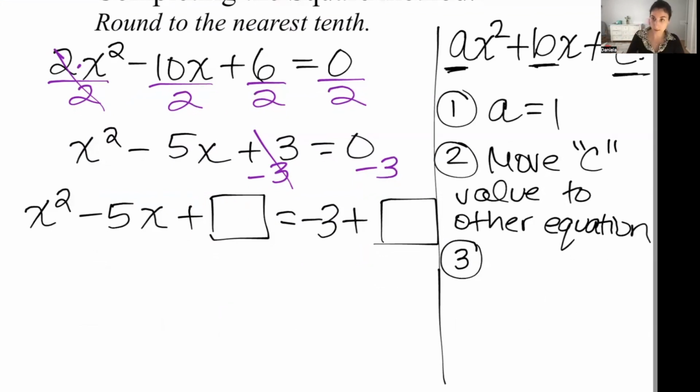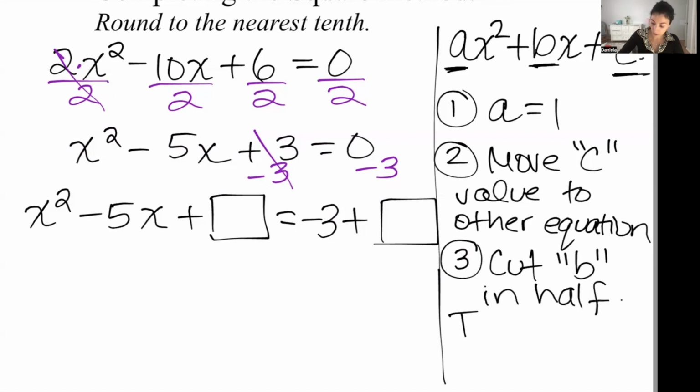So the very first step is what is going to go in that box. So what you're going to have to memorize is you're going to cut B in half, right? So the B value. And then you're going to square it, okay? So that is going to produce us a very special scenario.